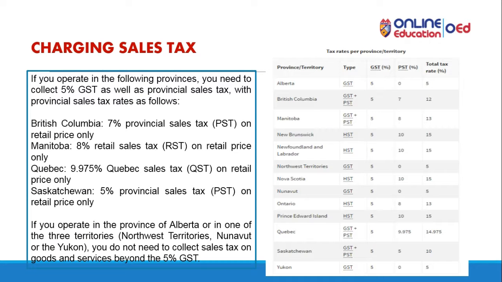All right, so if you operate in the following provinces, you need to collect 5% GST as well as provincial sales tax, with the provincial sales tax rates as follows. So we have here the assigned provinces for charging GST. If you operate in the province of Alberta or in one of the three territories, Northwest Territories, Nunavut, or the Yukon, you do not need to collect sales tax on the goods and services beyond the 5% GST. So there's an exception for some territories.